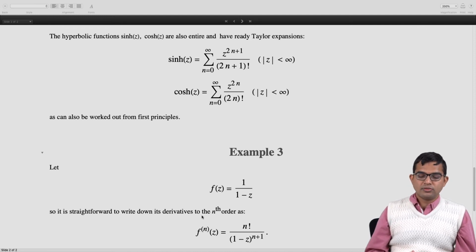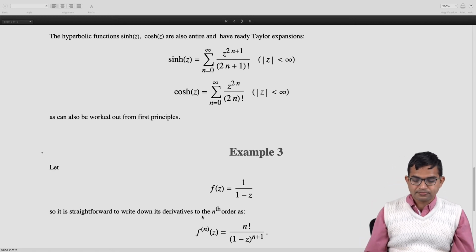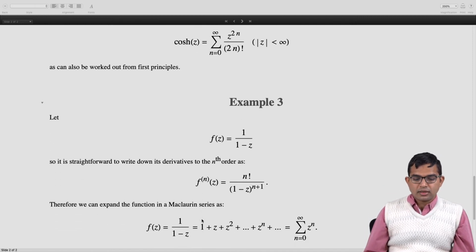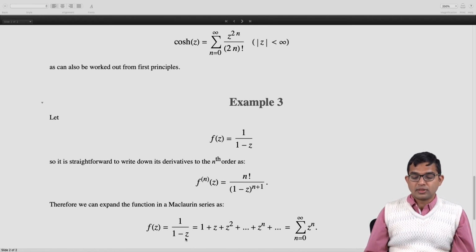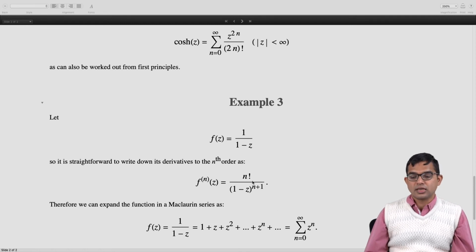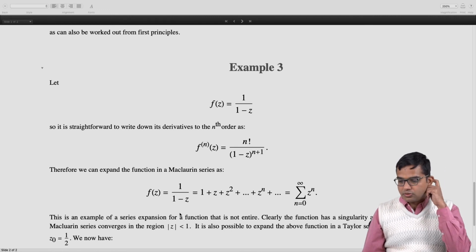The nth order derivative is going to be just n factorial divided by (1 minus z) to the power n plus 1. And again, this is well defined at all points other than z equal to 1. And so we can write down this Maclaurin series: f of z is equal to 1 over 1 minus z, which is just 1 plus z plus z squared all the way up to infinity, right? So the summation over n going from 0 to infinity of z to the n is this function. And this function is not entire, and it has a singularity sitting at z equal to 1.